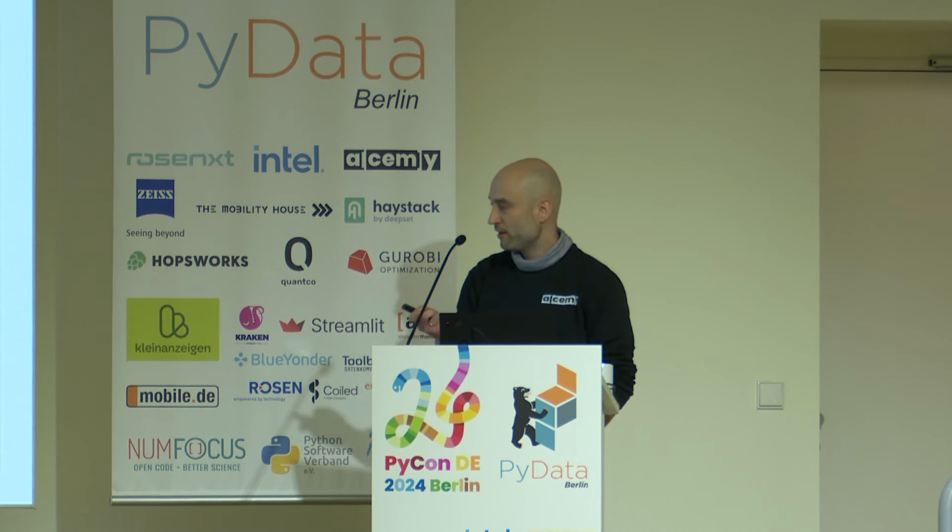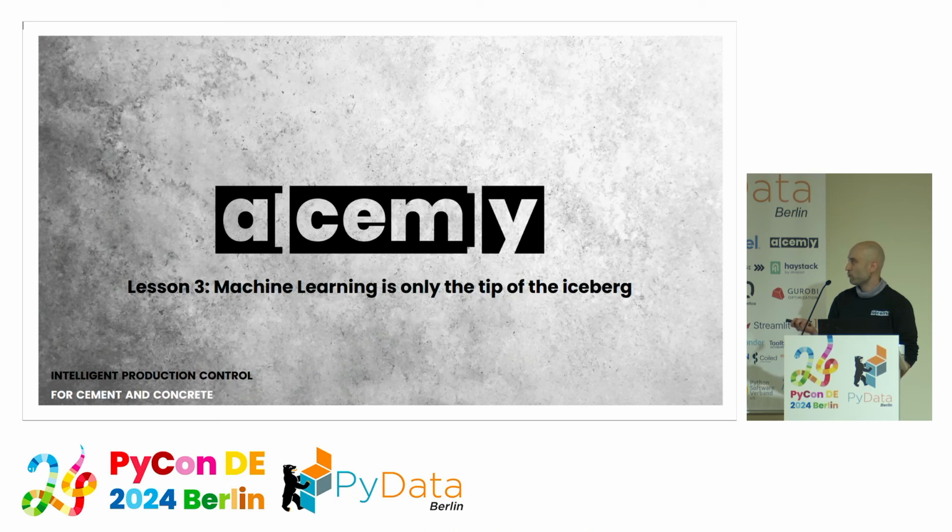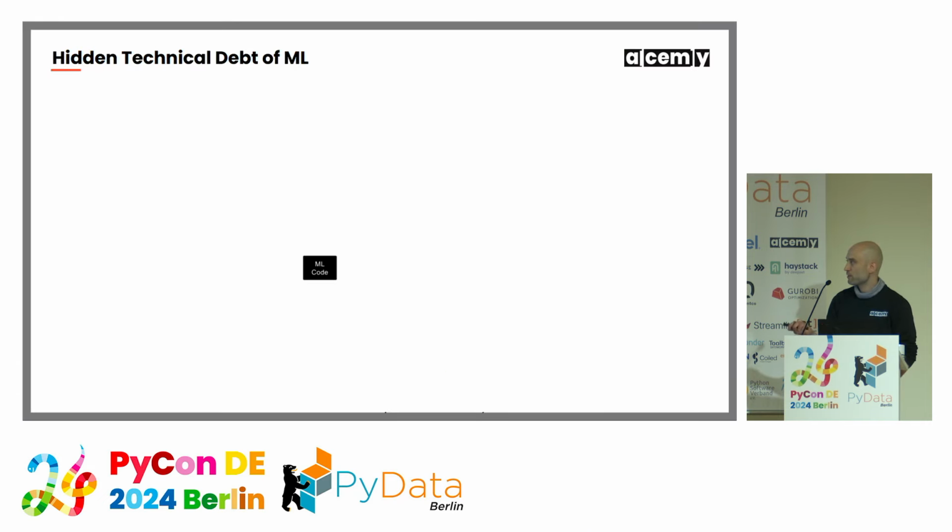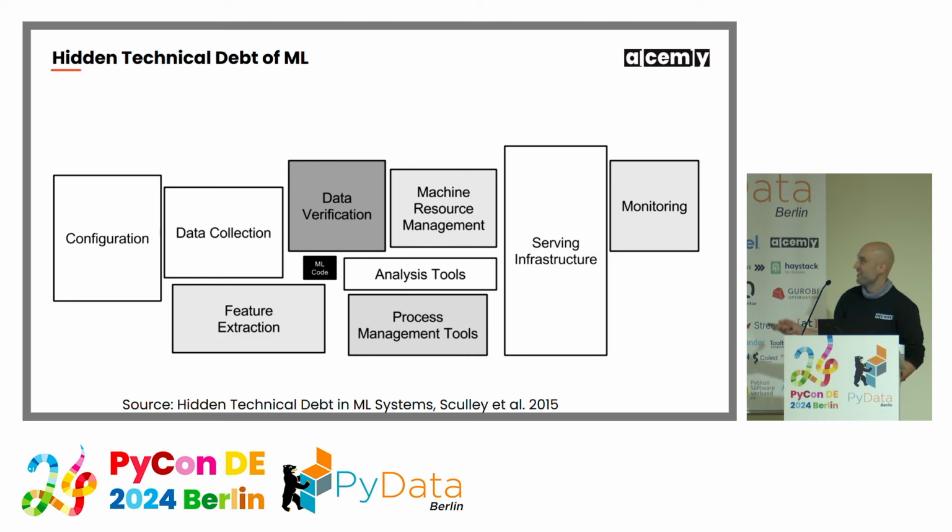And another sour lesson to learn is that machine learning is only the tip of the iceberg. I think probably a lot of people have seen this paper. If this is your machine learning code, this is actually all of the other stuff that you need. It's a pretty cool paper from 2015. Machine learning is only this teeny tiny part. Most of the stuff is your serving infrastructure, your model registry, a lot of monitoring, configuration of your machine learning models, your data collection and data ingest, and all this kind of stuff.